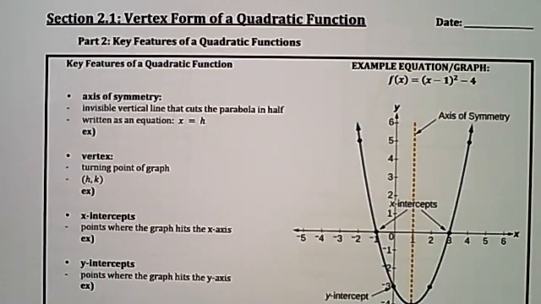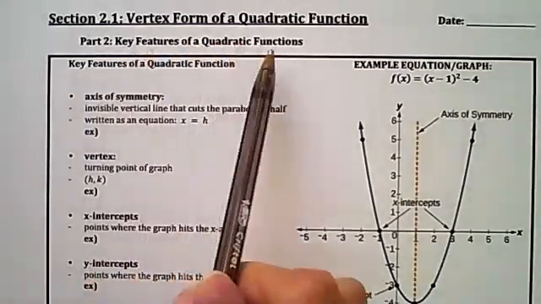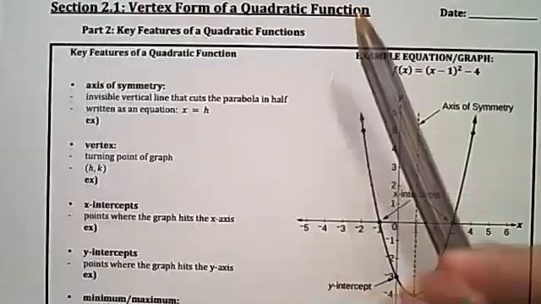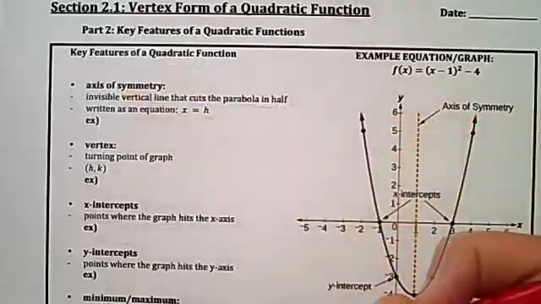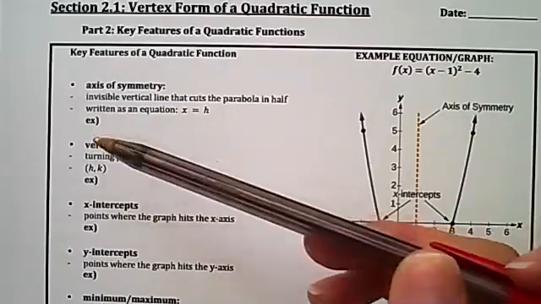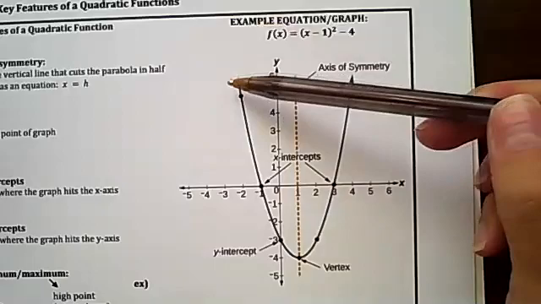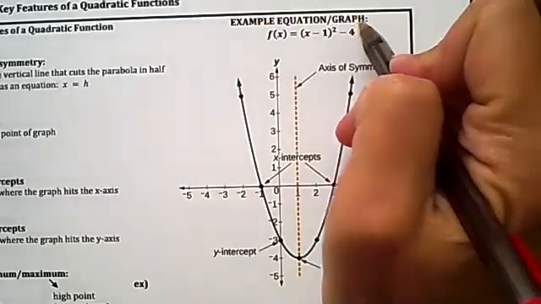Okay, so like I said, this is part two of vertex form, key features of a quadratic function. As we go through all of these vocab words on the left, I put in the definition for you. We're just going to do an example of each one, and what we're using for the example is this graph here, and this is the equation that goes with it.